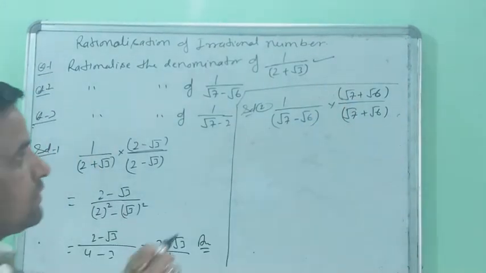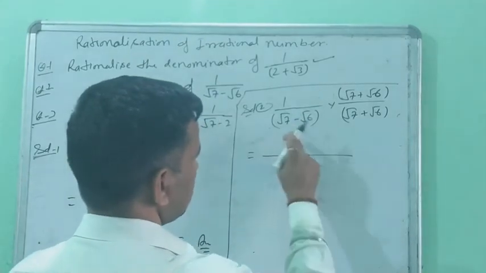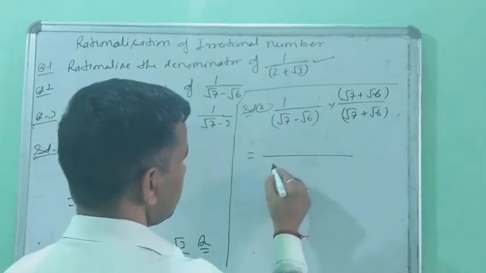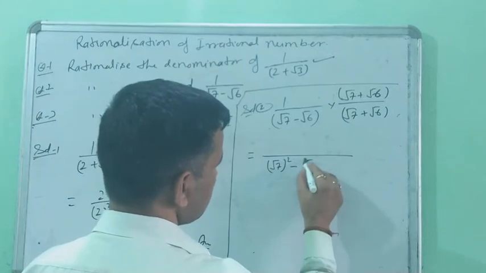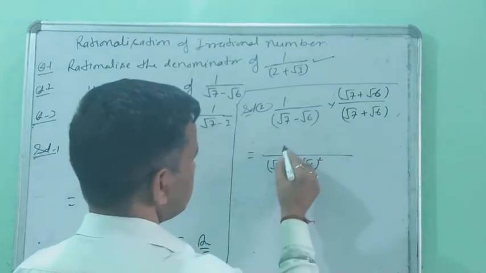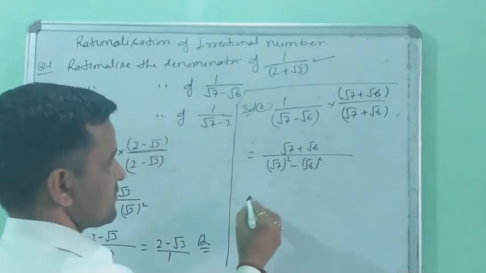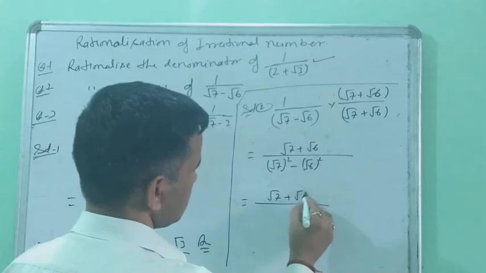The same number will divide. So what result comes here? The same identity here, root a minus b and a plus b. The result will become root 7 square minus root 6 square, and the denominator is root 7 plus root 6. So what result comes here? Root 7 plus root 6.